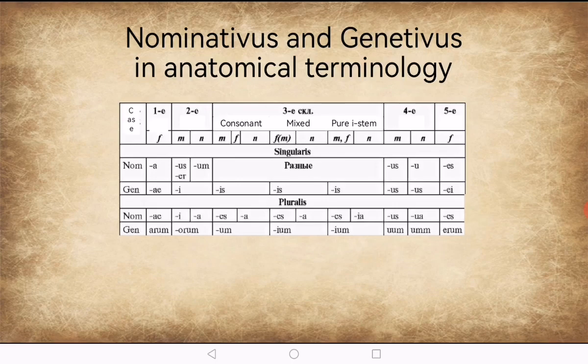The third declension is a bit more difficult. It has all three genders. We will learn to distinguish them a bit later, okay? And there can be different endings in nominative singular: IO, X, S, etc. But in the genitive singular, there is always IS, as you see.